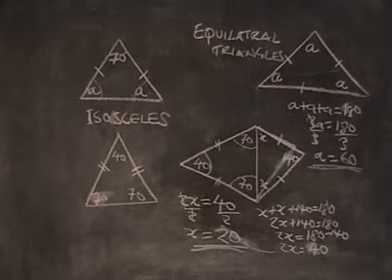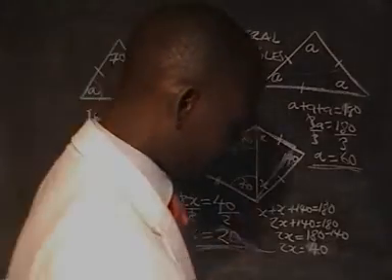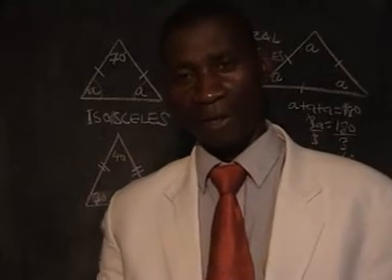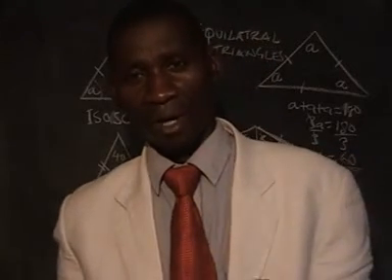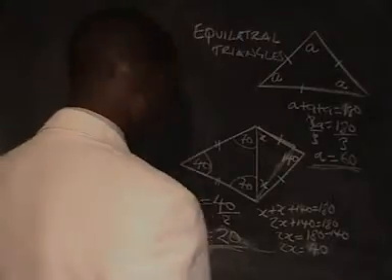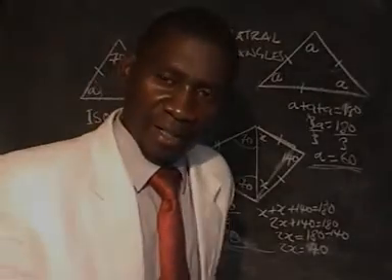So let us look at another type of triangle, and this is a scalene triangle. For a scalene triangle, you should expect the angles to be totally different. You find that the size of the first angle is totally different from the size of the second angle, as well as the size of the third angle. Such a triangle is said to be a scalene triangle.